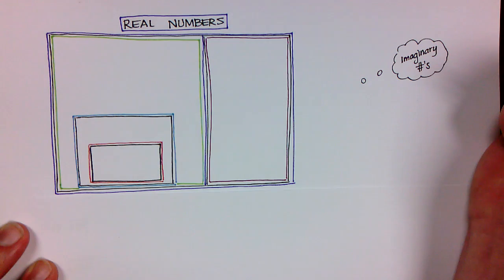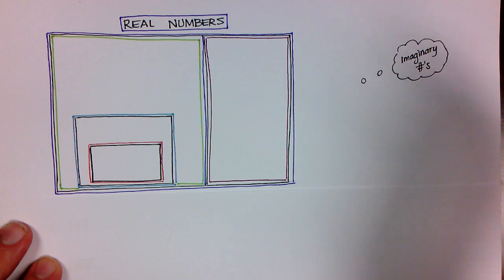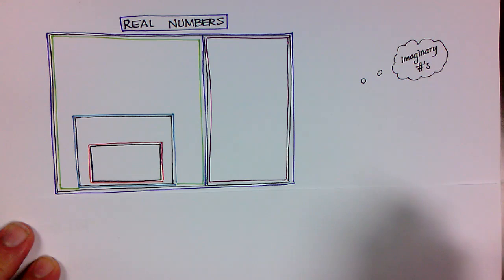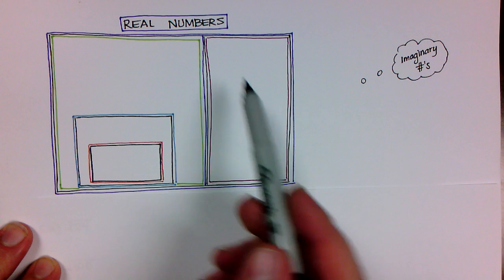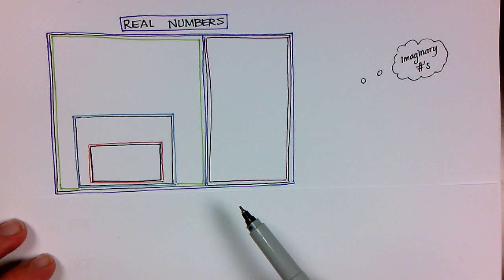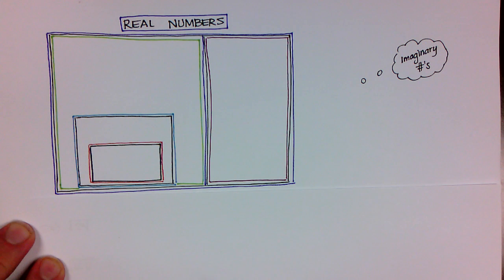And you are not going to see these until you're in high school. So just pretend that they don't exist for right now. And so with real numbers, we have all these different divisions. So go ahead and draw this diagram.